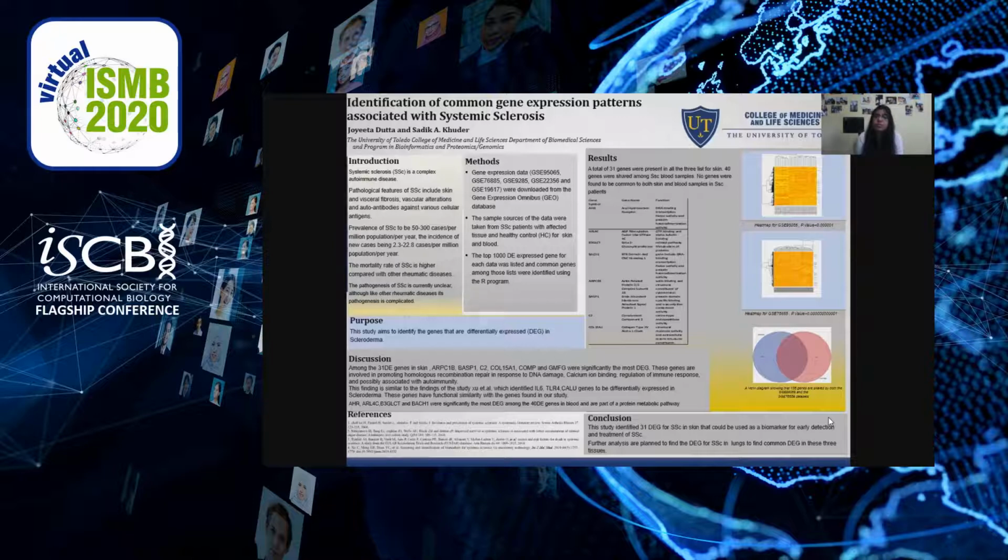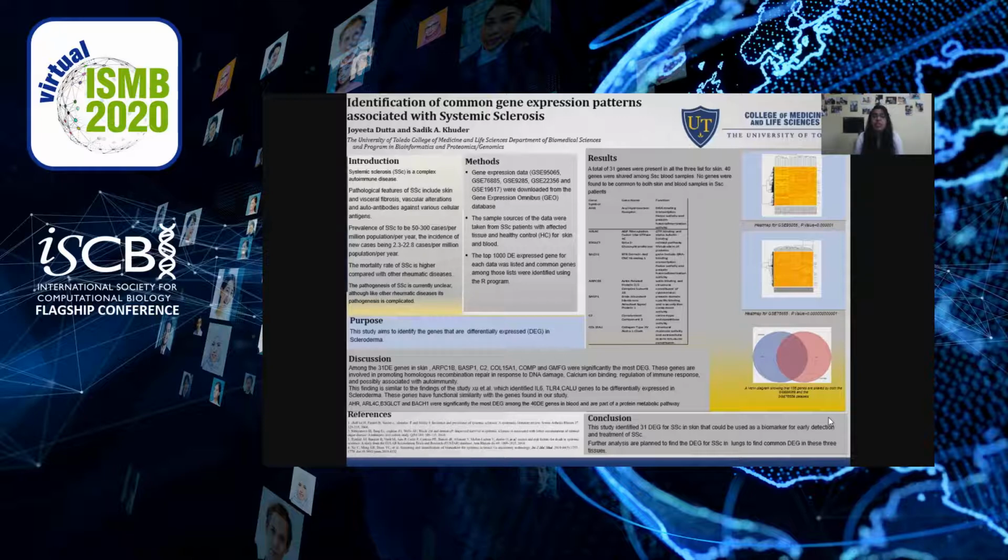So we used gene expression data for our study. We used 5 data sets, 3 of which were from skin tissues and 2 of which were from blood tissues. The sample source of the data were taken from systemic sclerosis patients with affected skin and blood, and that of the healthy controls. And we downloaded the data from the Gene Expression Omnibus, which is also known as the GEO database.